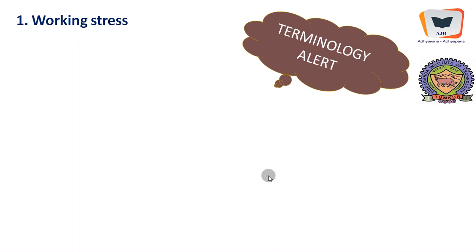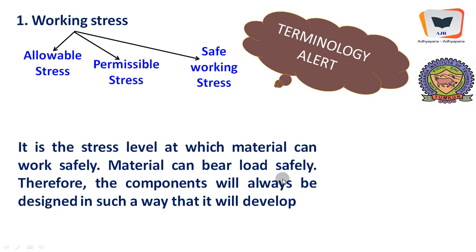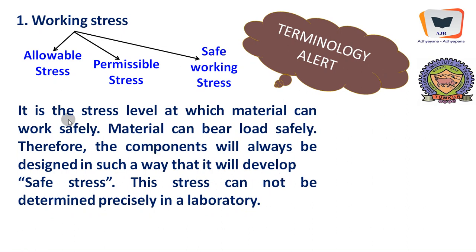The first stress level is the working stress level. Working stress level is also variously called allowable stress, permissible stress and safe working stress. By definition, it is the stress level at which the material can work safely. The material can bear load safely. Therefore, the components will always be designed in such a way that they develop safe stress. This stress cannot be determined precisely in a laboratory.